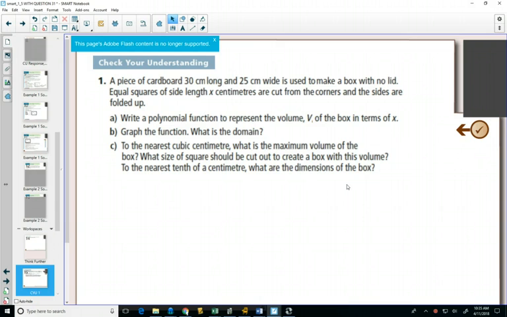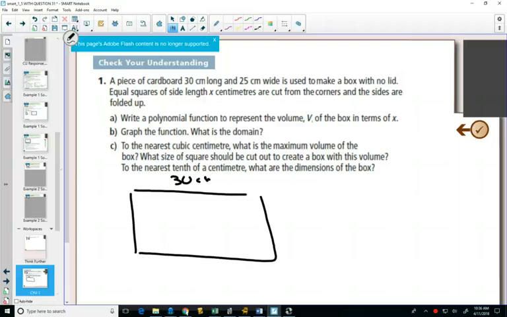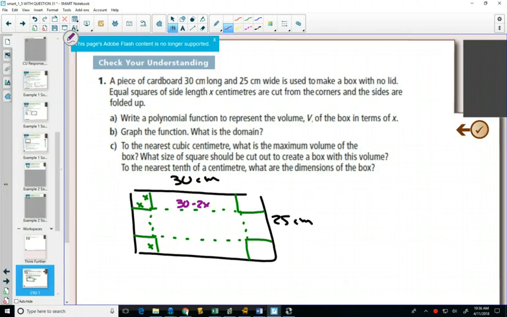So, draw your picture. When I draw the picture, I start with my cardboard. This is 30 centimeters. This is 25 centimeters. And then we can draw the fact that we're cutting squares out of the corners, and these lengths will all be x, leaving us with an inside part. This length would be 30 minus 2x because you've cut off x from both sides, and this side will be 25 minus 2x.